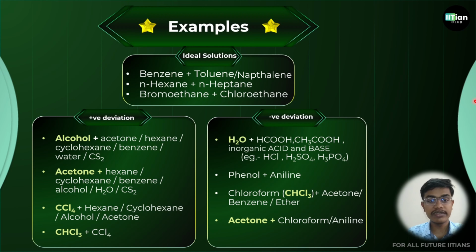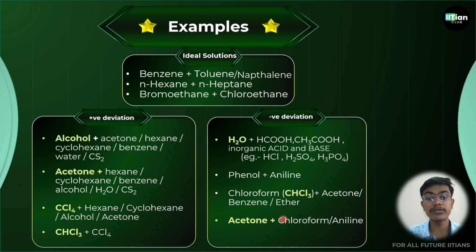When it comes to positive deviation, there is the alcohol plus acetone solution, alcohol plus hexane solution. All these solutions show positive deviation. And acetone plus hexane, acetone plus cyclohexane, acetone plus anything except acetone plus chloroform or aniline.